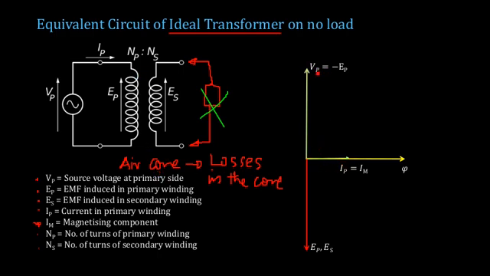Once we apply the voltage, some flux will be produced, and the flux will be lagging behind the voltage by 90 degrees. This concept you know, because you have a flux created which is lagging the induced voltage, or the voltage, by 90 degrees.